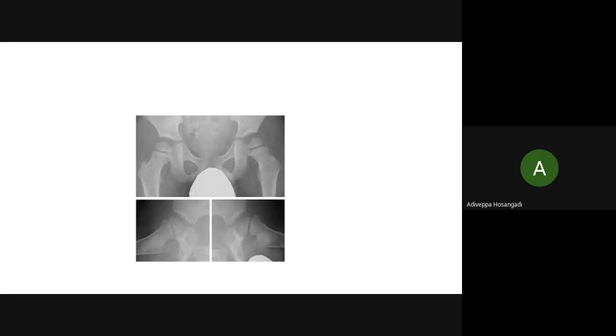So this is what I wanted to tell you. Look at this. These are X-rays of a slipped capital femoral epiphysis. There are important signs, I will come to that later. This looks normal, isn't it? So this is a frog leg lateral view. Look at the physis here. Concentrate on this. This portion is normal. Here it has gone backwards. This has slipped.